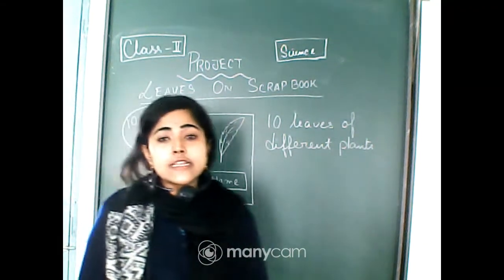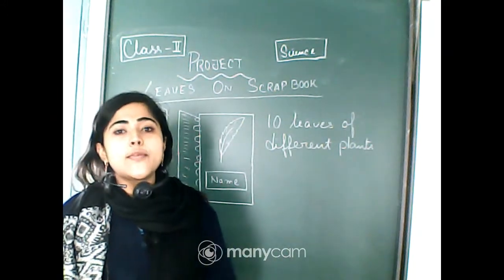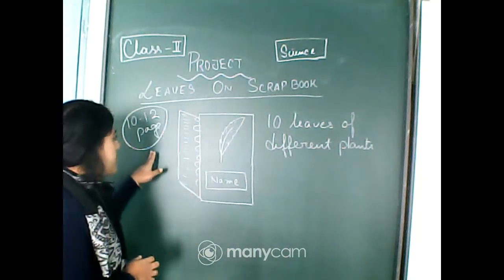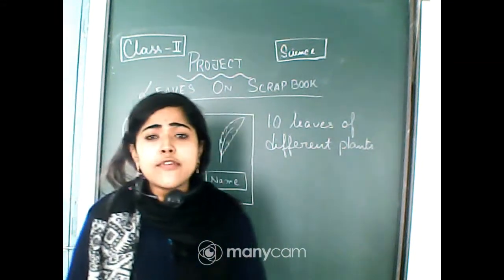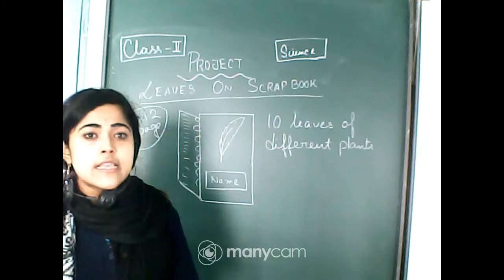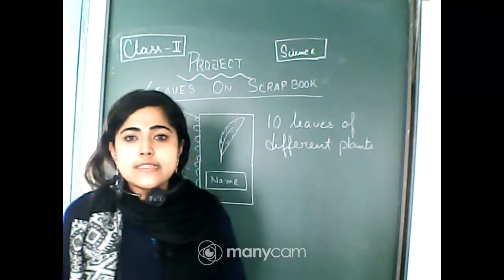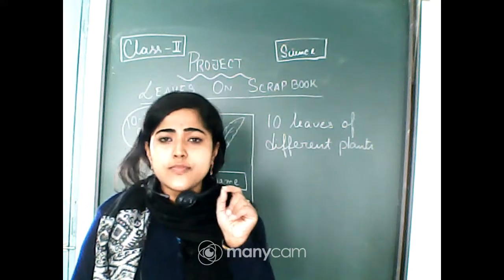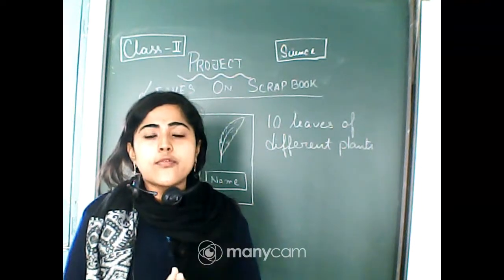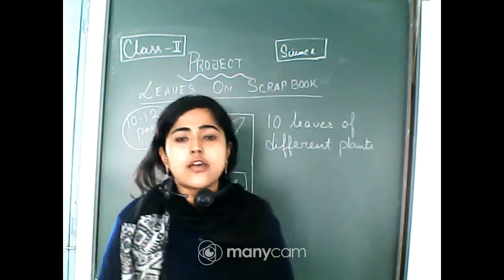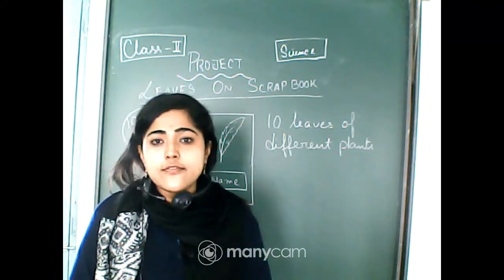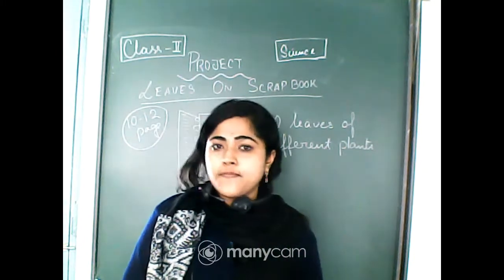So which things do you have to do? First of all, you have to take a thin copybook which has 10 or 12 pages. If you have this 10 or 12 page scrapbook, you can use it. But if you don't have one, you can buy it. Only the 10 or 12 page one, a little thin. Don't buy any thick copybook, any heavy-paged copybook. We don't want that.